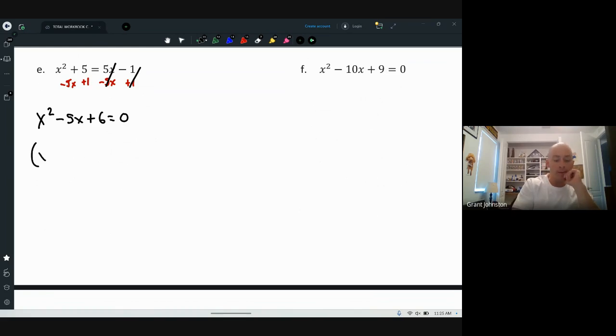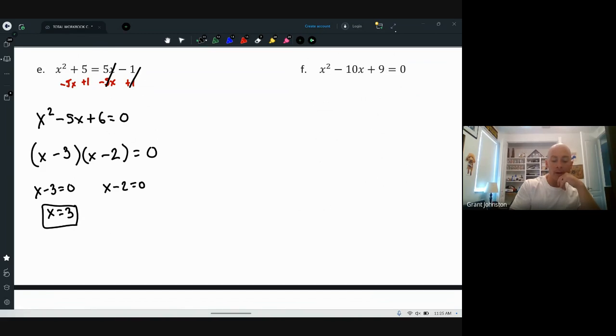Factor it. Multiplies to positive 6, adds to negative 5. That could be negative 3 and negative 2. Set each equal to 0. I would add 3 to both sides on this one, so I would get positive 3. I would add 2 to both sides on this one. I would get positive 2.